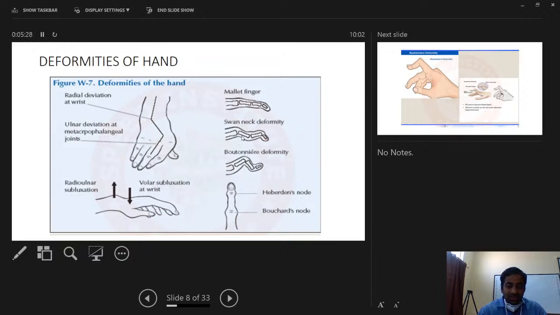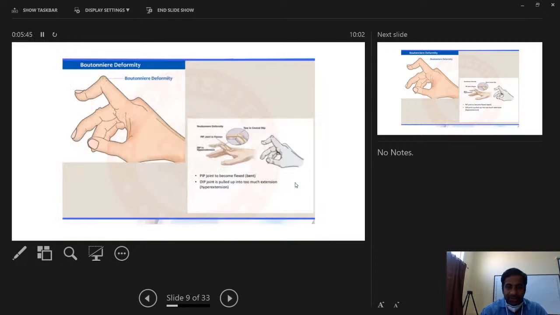Then Boutonniere deformity, and Heberden's nodes and Bouchard's nodes. These are more commonly seen. Distal phalangeal involvement is known as Heberden's. Proximal is Bouchard's. This is a common MCQ question they ask.